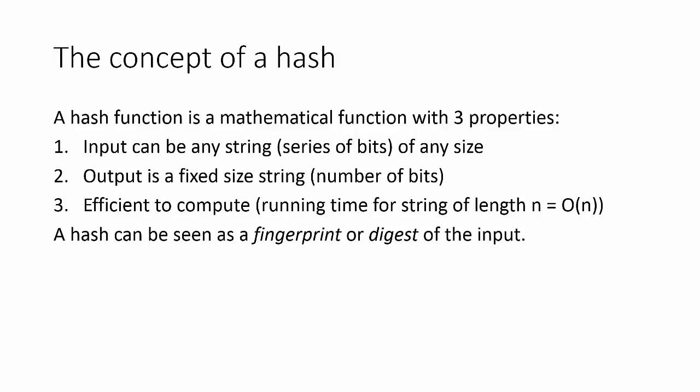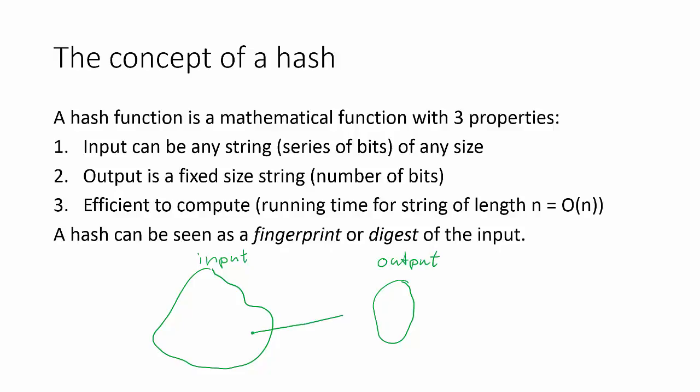A hash can be seen as a fingerprint or digest of the input. If we see this as the input space, and this as the output space, which usually is smaller, we can see the hash as mapping a point in the input space to a point in the output space. This is the hash function mapping a point in the input to a point in the output.